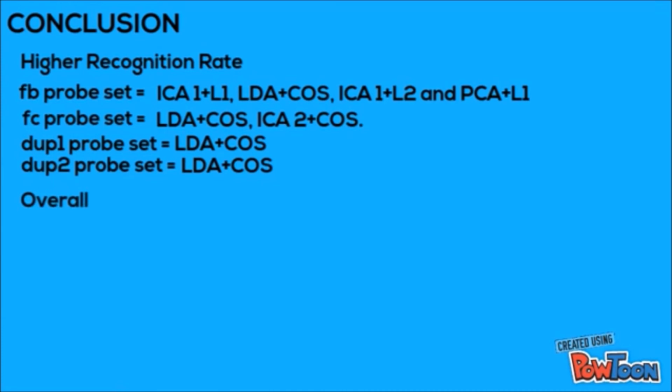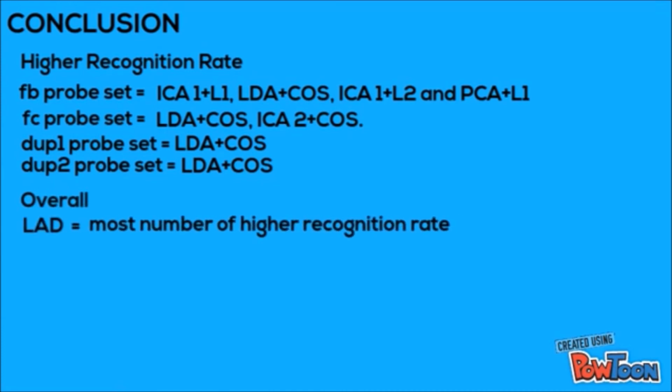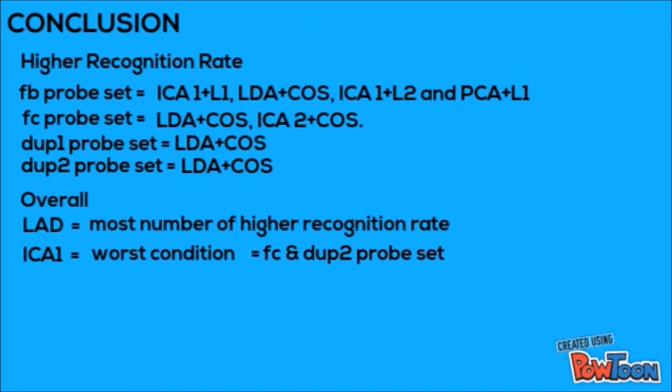From the overall result, the LDA combination has the most highest recognition rates compared to other combinations. There is an existence of a worst combination among those, which is the ICA1 combination. The reason is because ICA1 has the worst recognition rate for the FC probe set image and DUP2 probe set image.